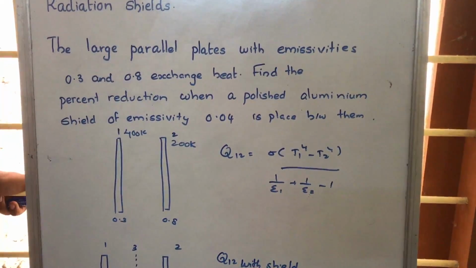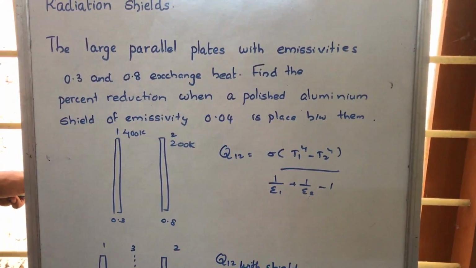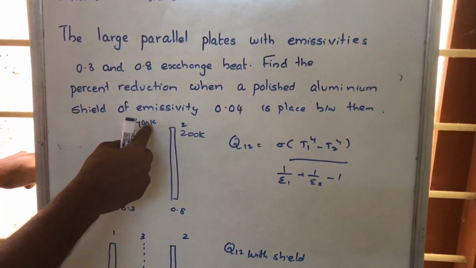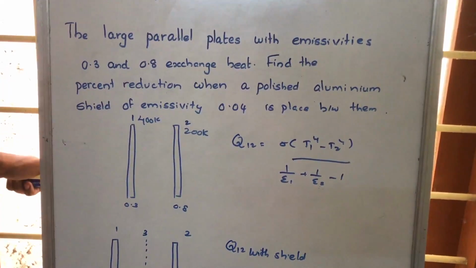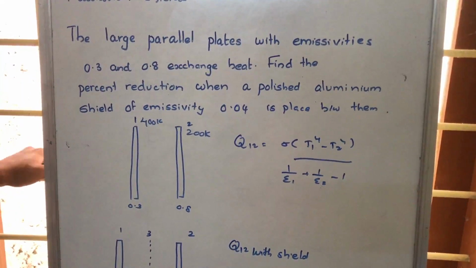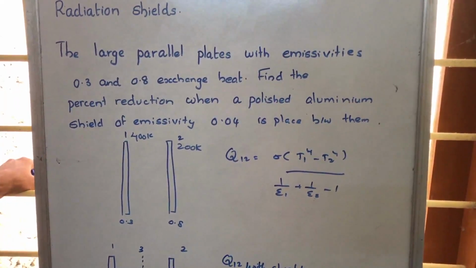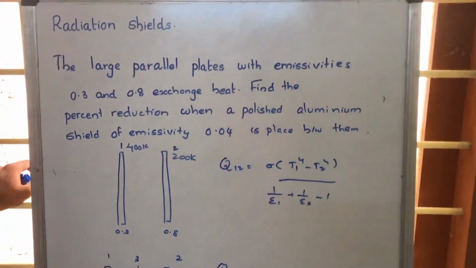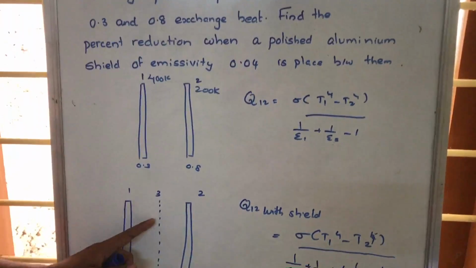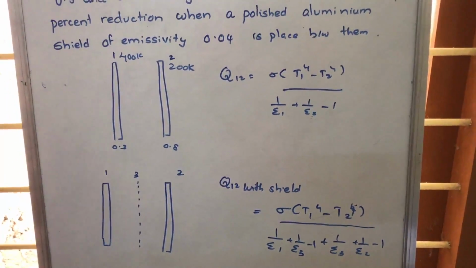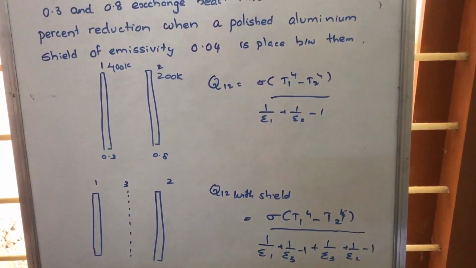Then the first thing is, if two plates are there, in some cases we insert a small thin film in between these two plates, and that small film is called a shield. Why we call it a shield is because the introduction of this small thin plate reduces the radiation heat transfer, so we call it a shield.